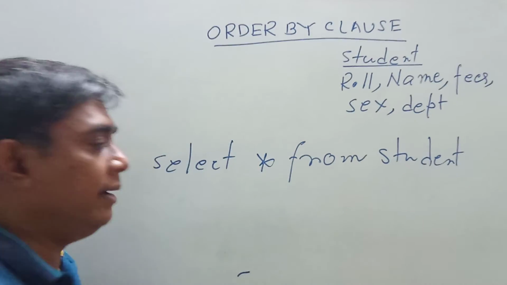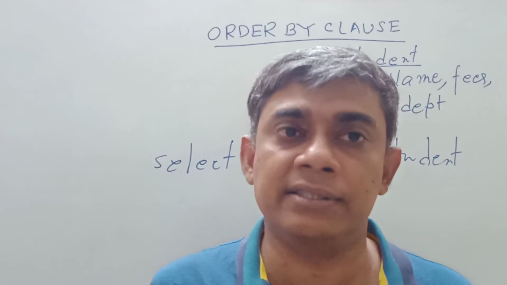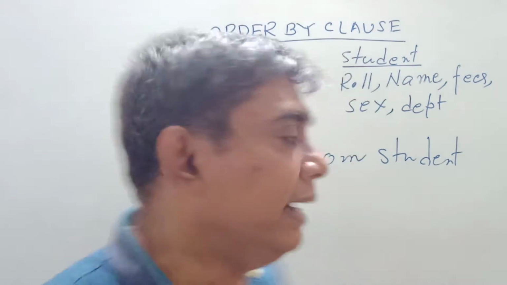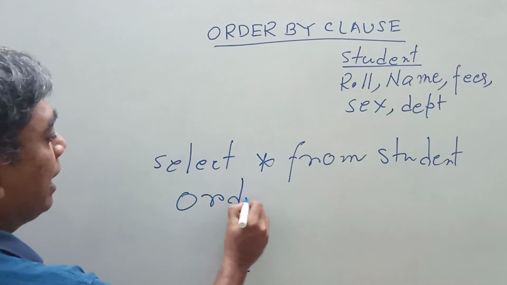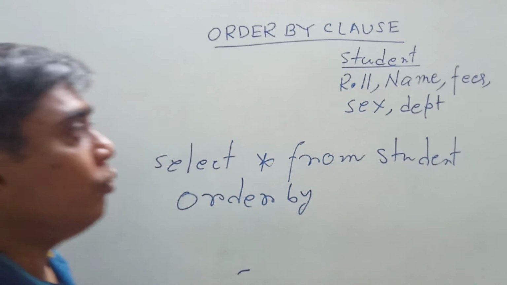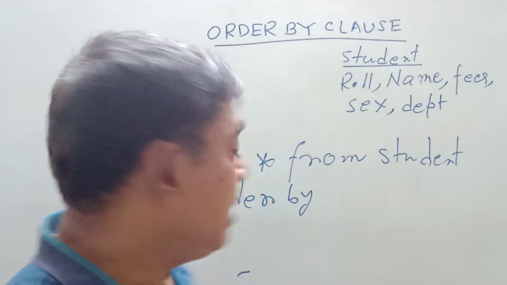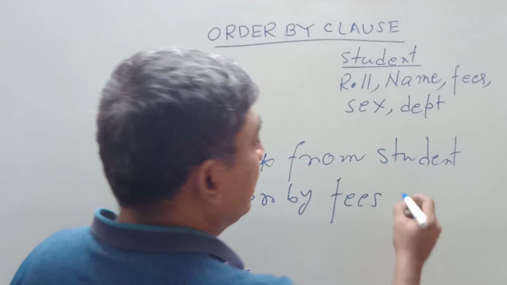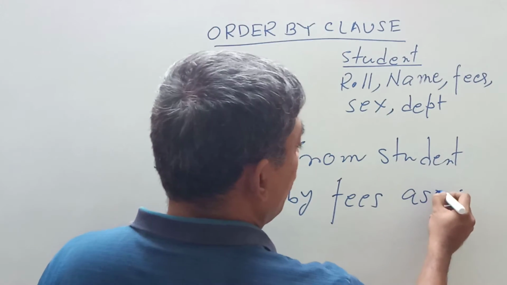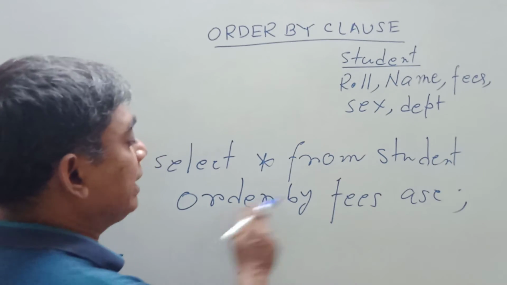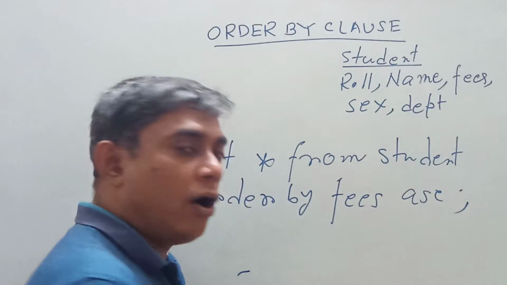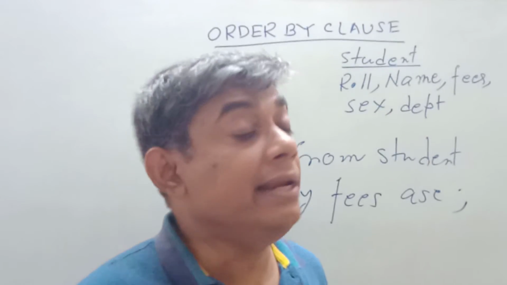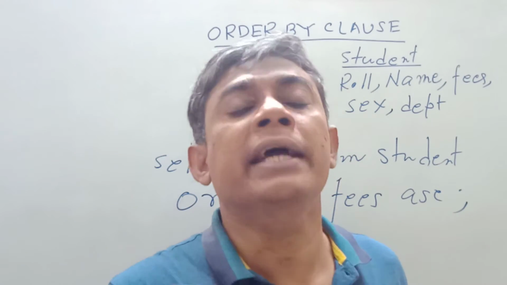We want to display the details for all the students in ascending order by their fees. For ascending and descending, we have to use order by. First you write order by, then you write the name of the column, fees, then you write ASC for ascending. If you write only order by fees, then by default it becomes ascending. ASC is not mandatory, but in case of descending, we have to write DESC.